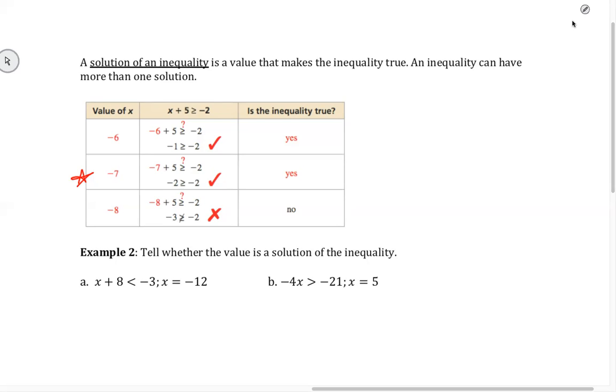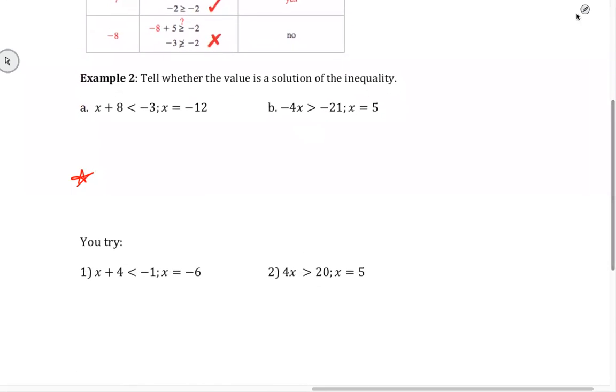So let me show you what it looks like, and then I'm going to let you guys try. Now, a few things you need to be aware of because this kind of threw you guys for a loop. This back half is telling you what x is equal to. That semicolon divides the problem and what that value of x is. So this just means I'm going to take the negative 12 and plug it in for x. So I'm going to write negative 12 plus 8. Is that less than negative 3? That's what I'm asking.